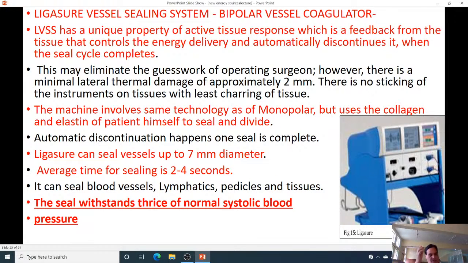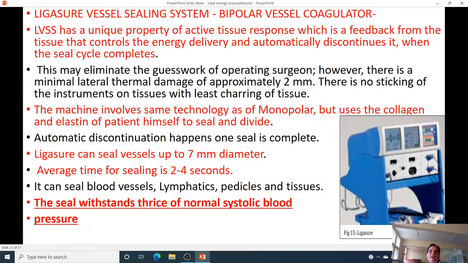So considering one by one. This LigaSure Vessel Sealing System is basically a bipolar vessel coagulator. It has a unique property of active tissue response feedback. That means whatever type of tissue is there between your forceps, the feedback is given to the machine, and the machine itself decides how much energy has to be delivered. And when it is complete, the machine automatically discontinues.